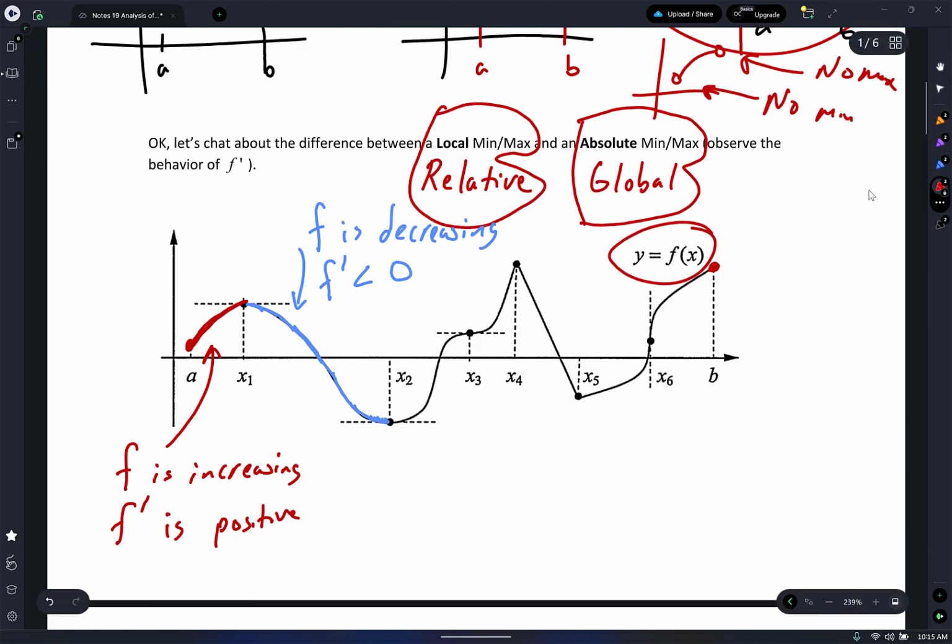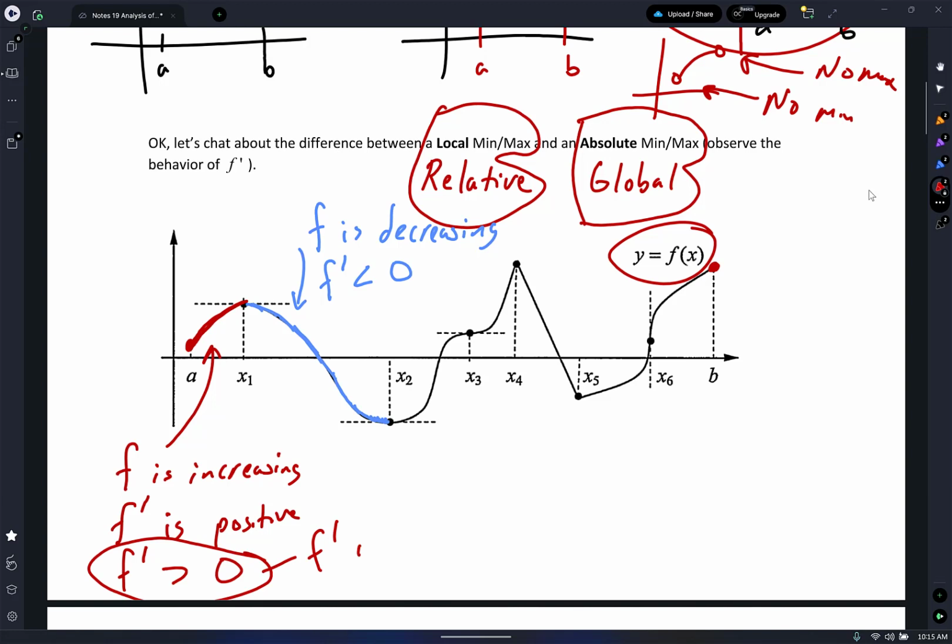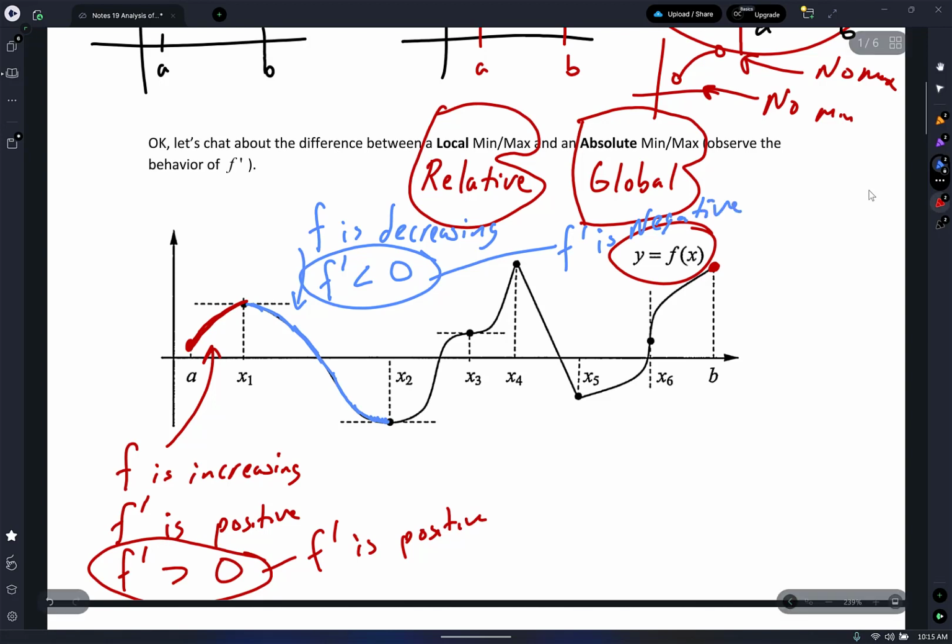I guess I didn't write how I say positive. F prime is greater than 0. This is how you say f prime is positive. F prime is positive. And this is how you say f prime is negative. F prime is negative. Nothing crazy, right? Okay, so I'm going to go back to red.